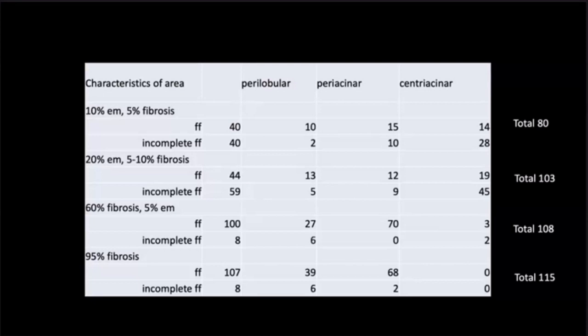When we then move to a higher degree of fibrosis, we can see that in the 60% fibrosis, there's 108 fibroblast foci. And in the area which is almost completely destroyed by fibrosis, we see 115 fibroblast foci. So in fact, there's not too much difference in the number of fibroblast foci per milliliter of lung tissue that we analyzed.